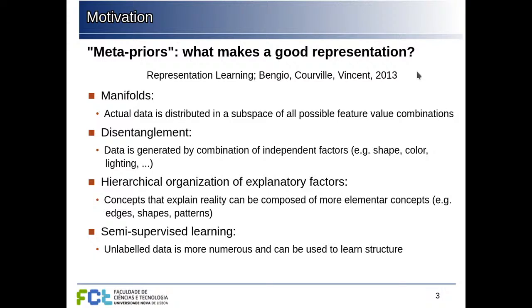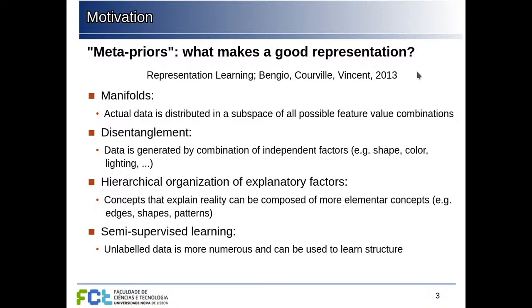And so if you can find this manifold, this lower dimensional space where your images lie, then you can find a much better representation of your data than just the matrices of pixels.